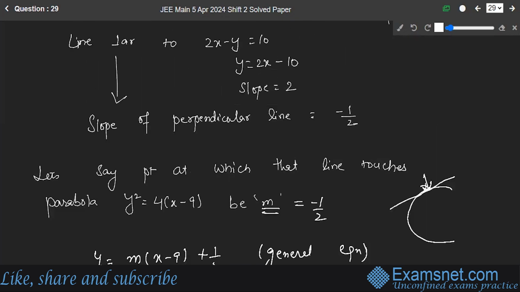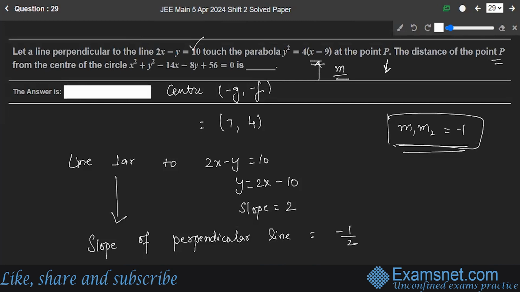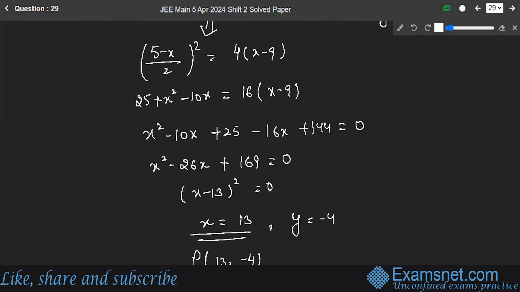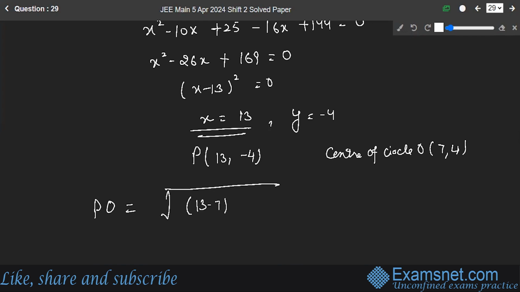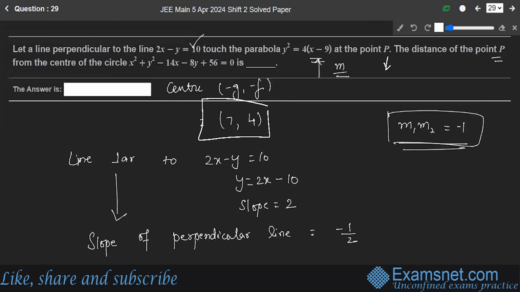We already solved the center of the circle. I already told you the center of the circle is at 7 and 4. So center of circle is 7 comma 4. So this P, let's say this is O. So OP will be given by root of (13 minus 7) squared plus (minus 4 minus 4) whole squared, or this is equal to root of 36 plus 64. That means you have 10 as the answer. 10 units. Hope you understood that.